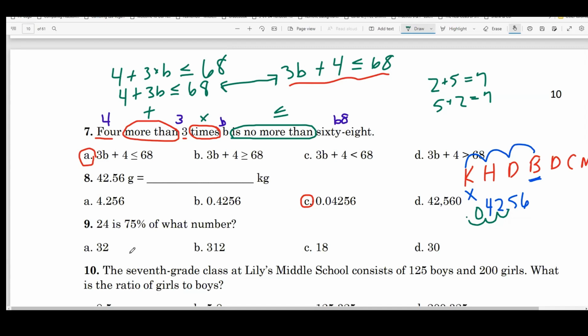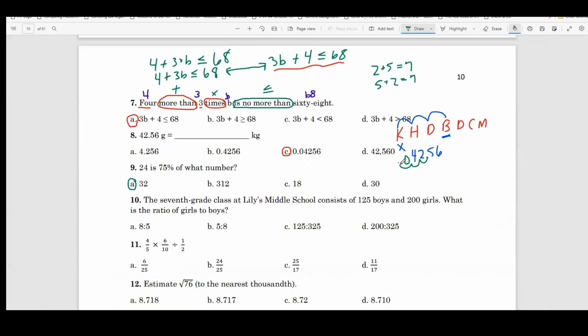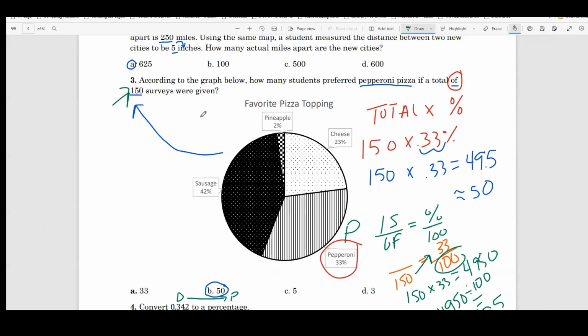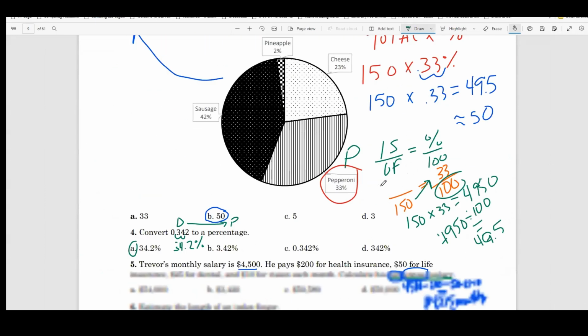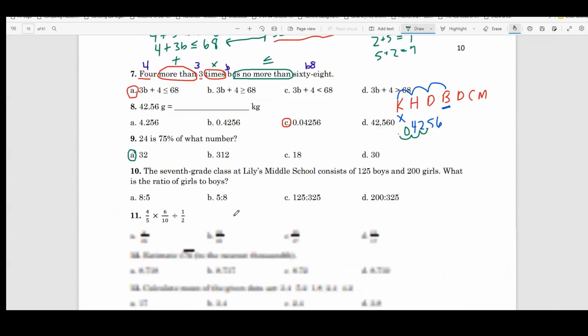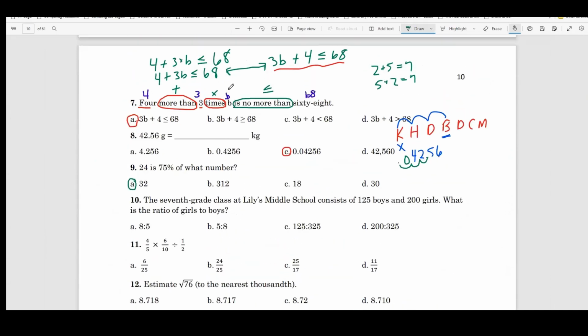Number 9 says 24 is 75% of what number? The answer is A. This is an example of what is called a percent proportion, and you can find this in cluster 2 of the workbook under percentages. Just like number 3, this is another example of percent proportions where we use the is over of. It's just a different way it can be presented to you.